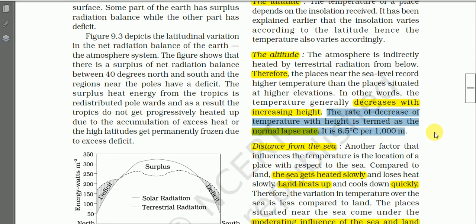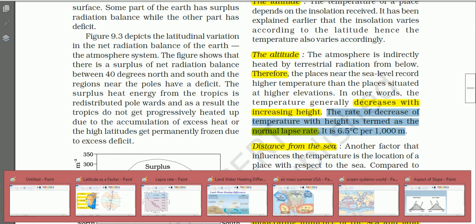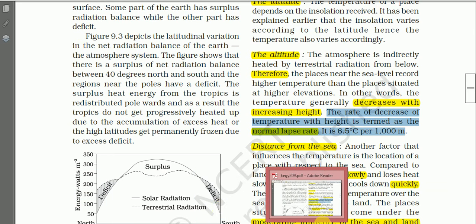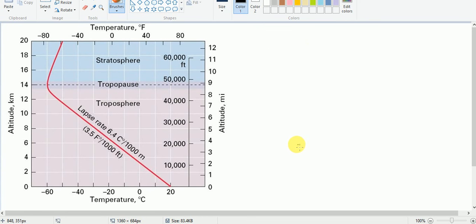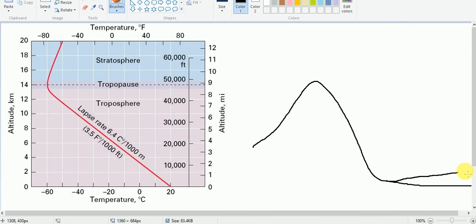We have known that altitude means the height of a place. Say for example, this is a relief, and here we have the sea. We have the sea level here, and altitude means the height of a place from the sea level. So this is what I call altitude.